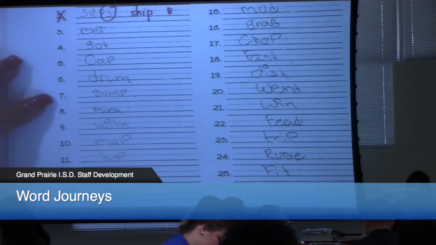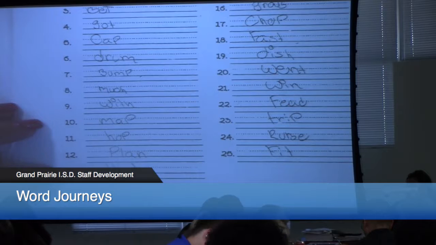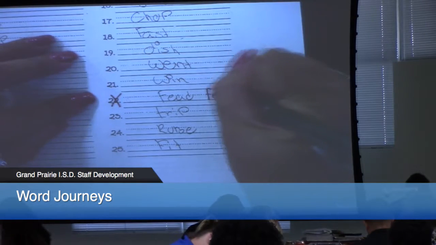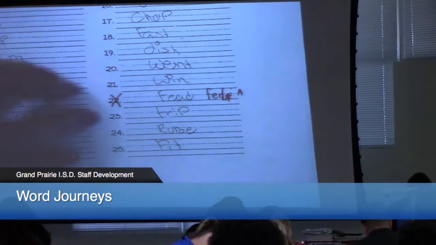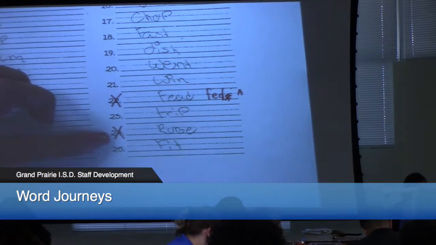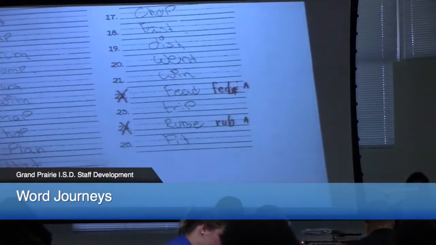So far, so good, huh? Much, with, map, hop, plan, that. Only one error so far, right? Slid, mud, grab, chop, fast, dish, went, win, fed. Oops. So looks like she's confusing short vowel with a long vowel pattern. Oops, fed. What letter goes with that? A. Trip, rub. Right now we're just checking it off. Is it wrong or is it right? Okay. Rub, and the letter is A, and then fit is spelled correctly.